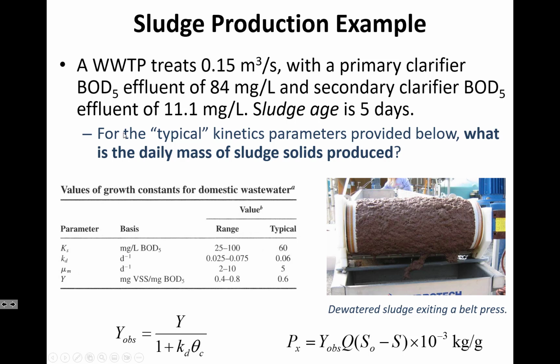I guess I could have just as easily said that's the BOD concentration that comes out of the aeration basin itself, because the aeration basin BOD concentration is the same as the BOD concentration in the secondary clarifier. The secondary clarifier isn't removing any more soluble BOD. It's just a place where the sludge particles are settling to the bottom. In any case, S naught is 84, S is 11.1, and here sludge age, I wanted to present it that way.